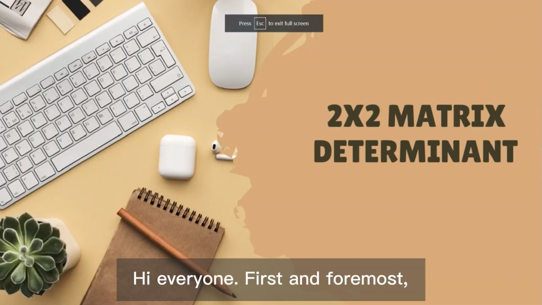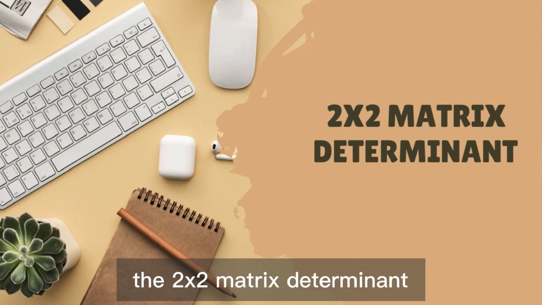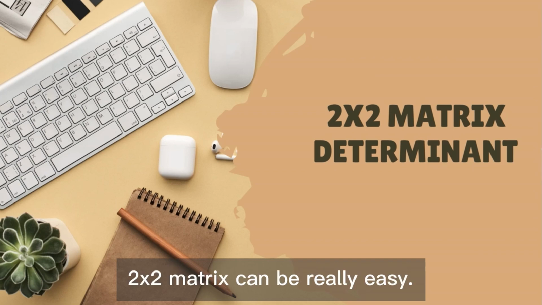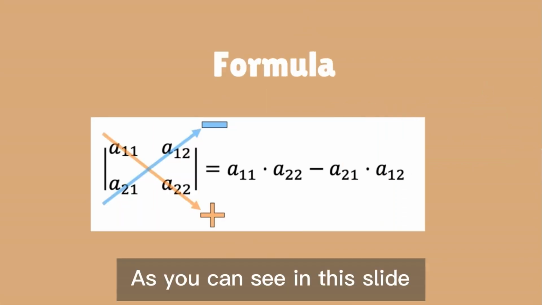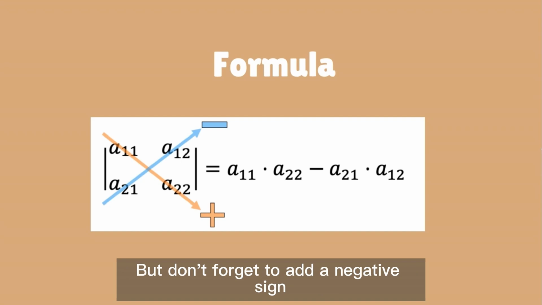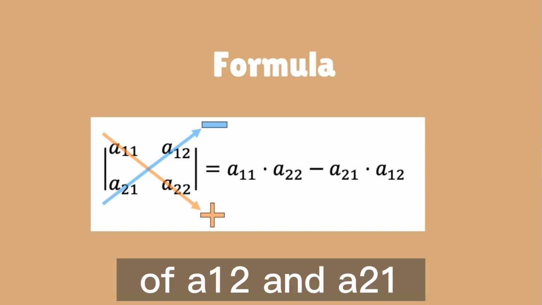Hi everyone. First and foremost, I'm going to share with you all about the 2 times 2 matrix determinant. The steps to get the determinant of a 2 times 2 matrix can be really easy. All you need is to memorize and practice the formula. As you can see in this slide, we are going to perform cross multiplications in order to get the determinant. But don't forget to add a negative sign for the multiples of A12 and A21.